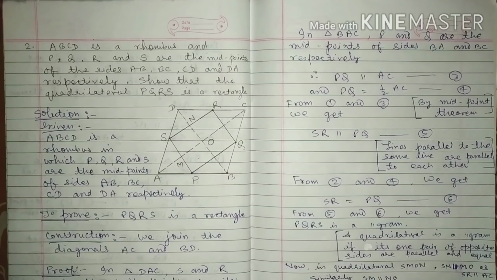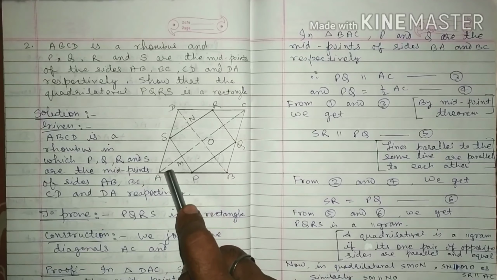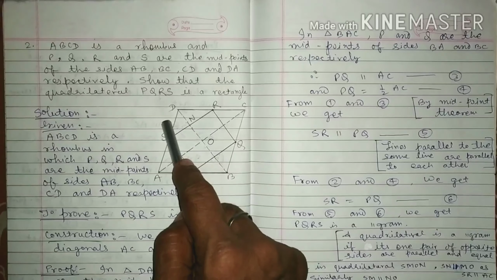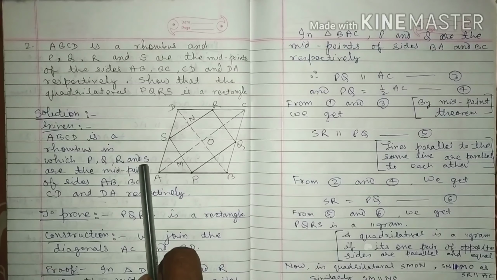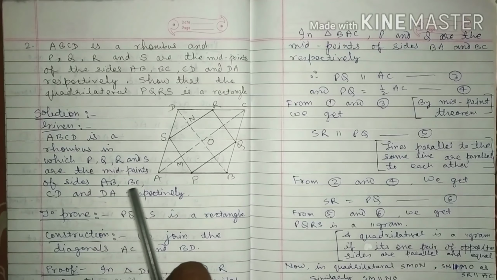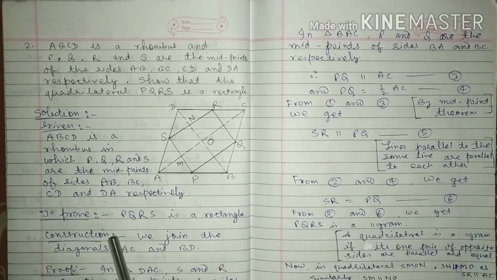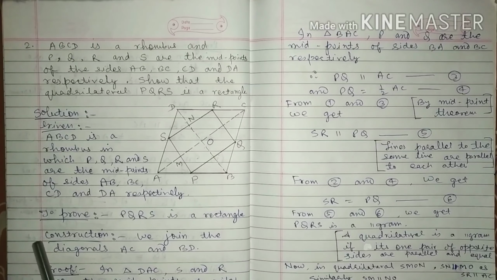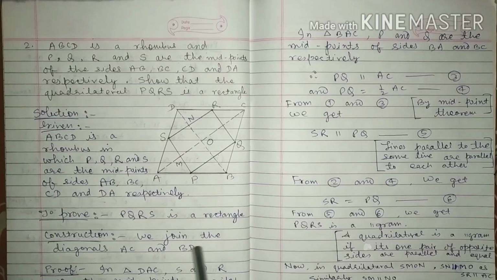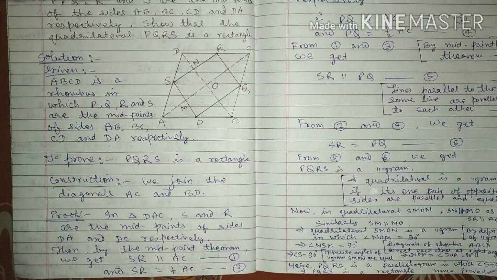Now question number 2. ABCD is a rhombus and P, Q, R, S are the midpoints of sides AB, BC, CD and DA respectively. Show that the quadrilateral PQRS is a rectangle. For the solution of this question, we write given. ABCD is a rhombus in which P, Q, R and S are the midpoints of sides AB, BC, CD, DA respectively. To prove PQRS is a rectangle, for this we do construction. We join the diagonals AC and BD.